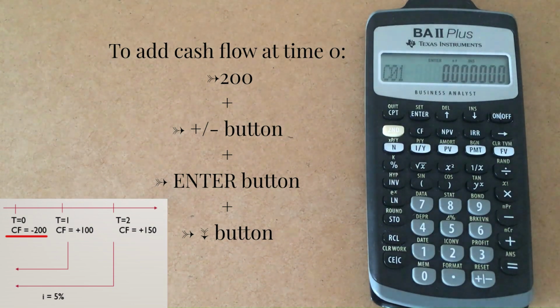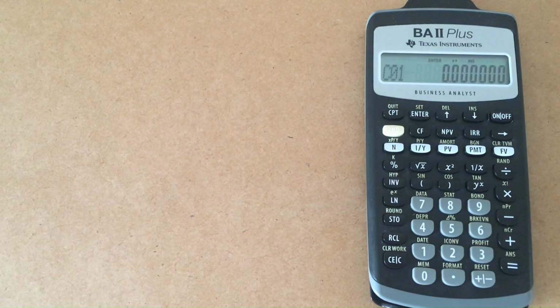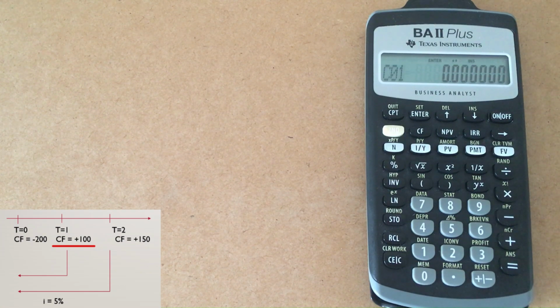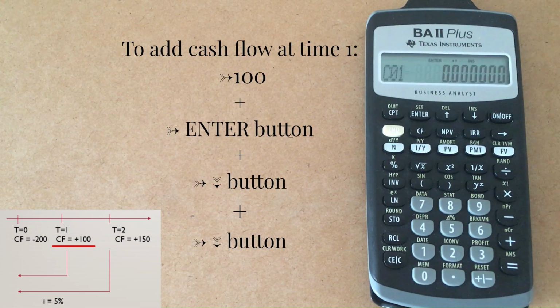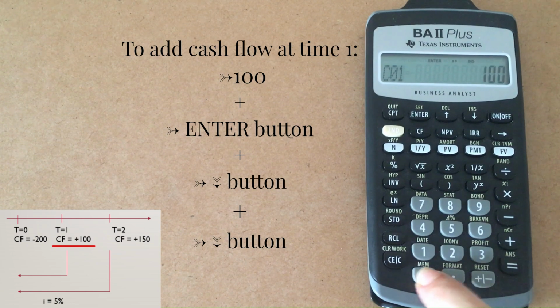See, now the calculator asks what is the cash flow at time 1. We enter 100 positive as a cash inflow at time 1. Then confirm by pressing on Enter.